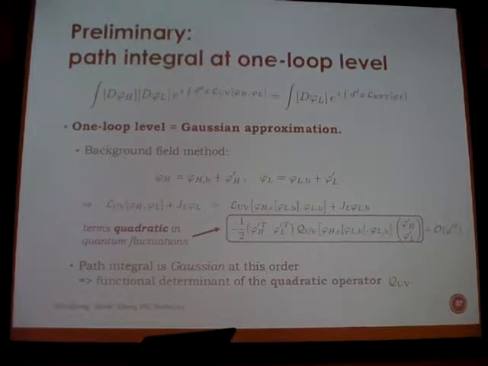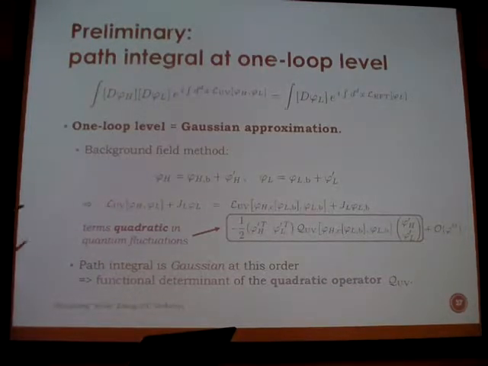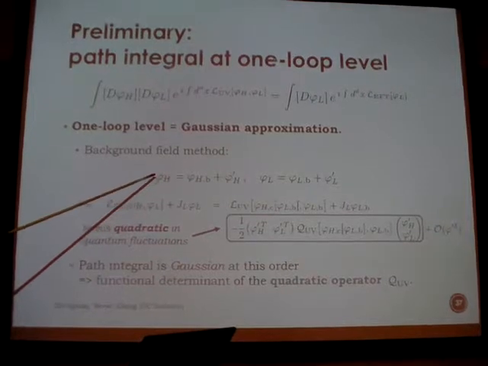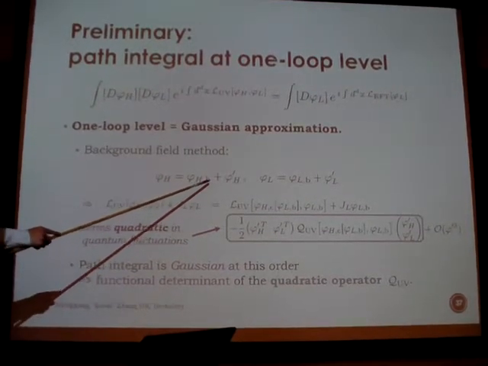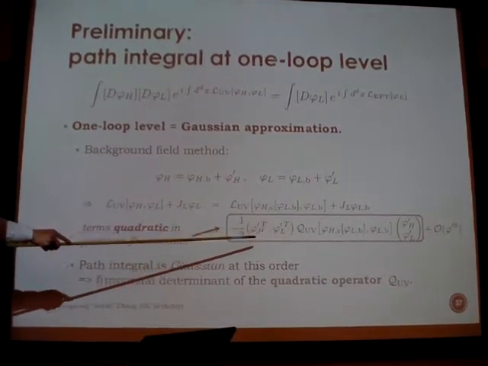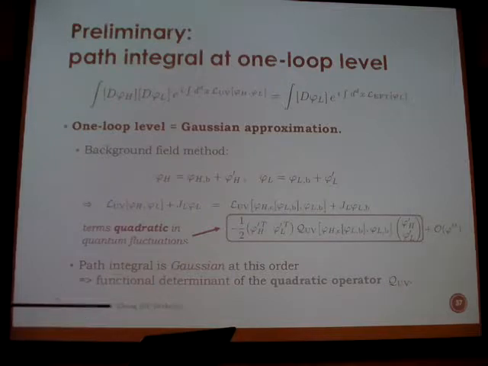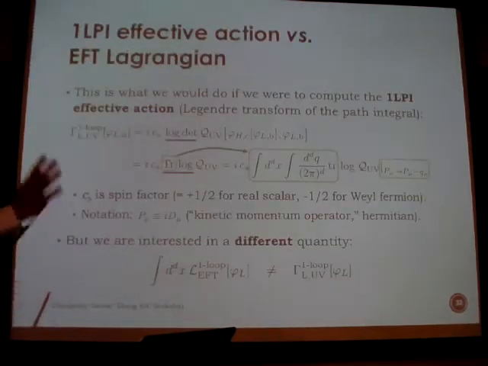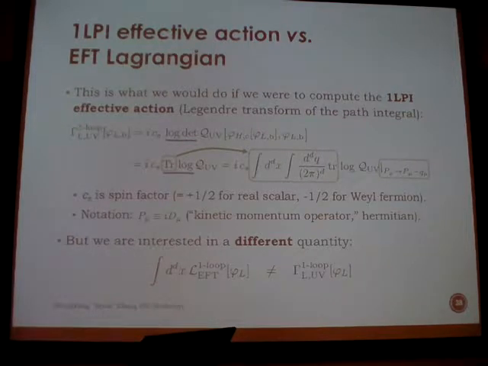At one-loop level, things are also quite simple because we use the background field method to write each field as a sum of a classical background and a quantum fluctuation, and write out the terms that are quadratic in the quantum fluctuation fields. At this order, the path integral is Gaussian, which means that it can be evaluated exactly. And the result is simply a functional determinant of this quadratic operator of the UV theory, Q_UV. So this is all familiar from the context of 1PI effective actions.